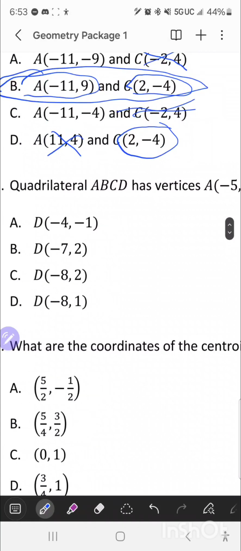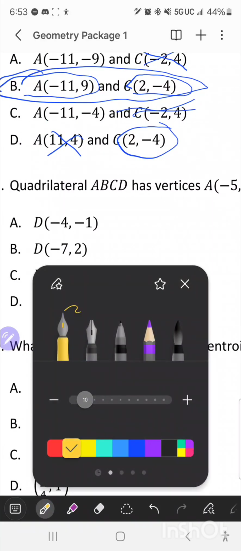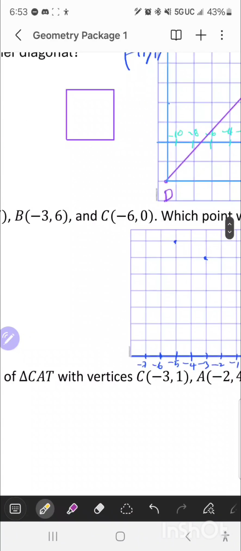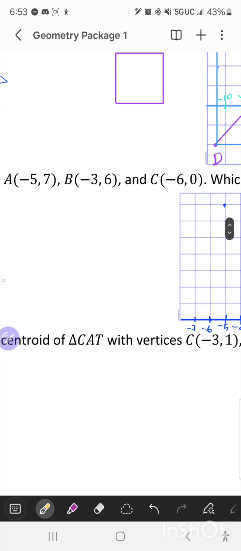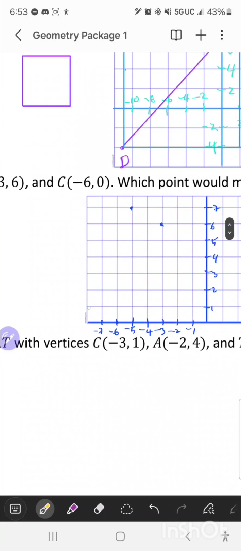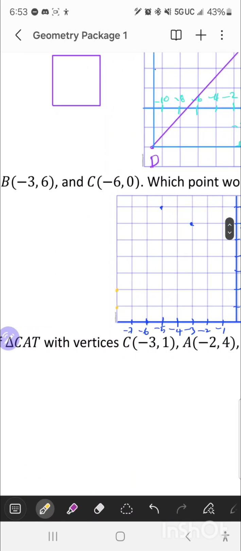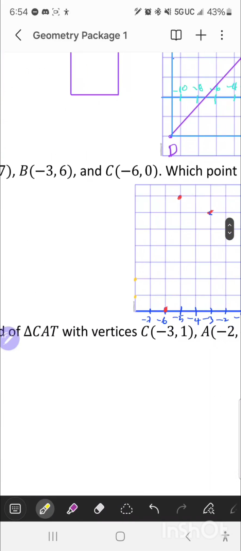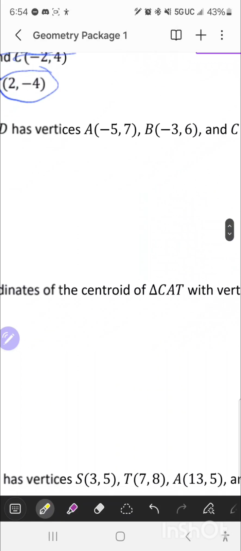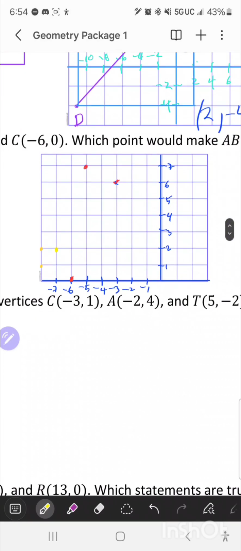And I want to see my answers, and these are going to be my possible answers. Negative 8, which is going to be right here, comma 1, and comma 2. Let me make this red so we can differentiate them. Then 7 comma 2, and negative 4 comma 1.